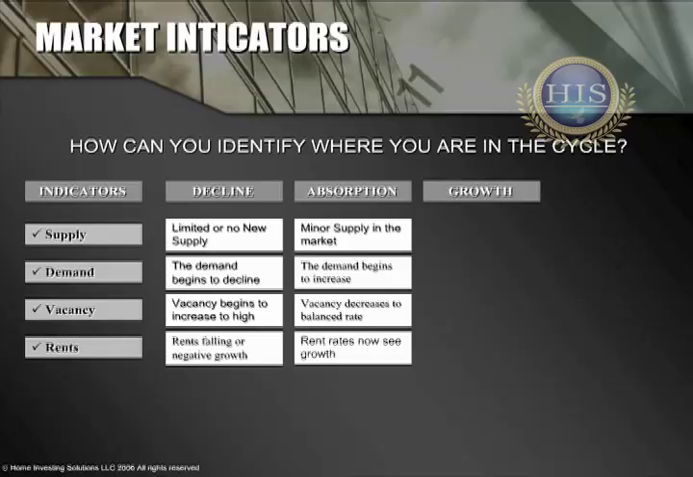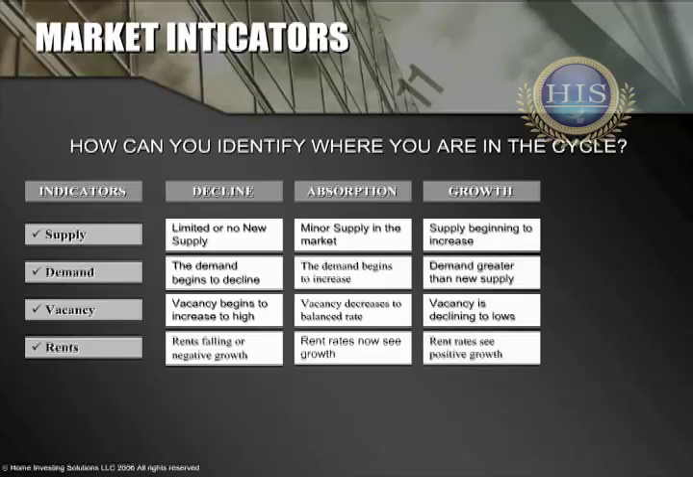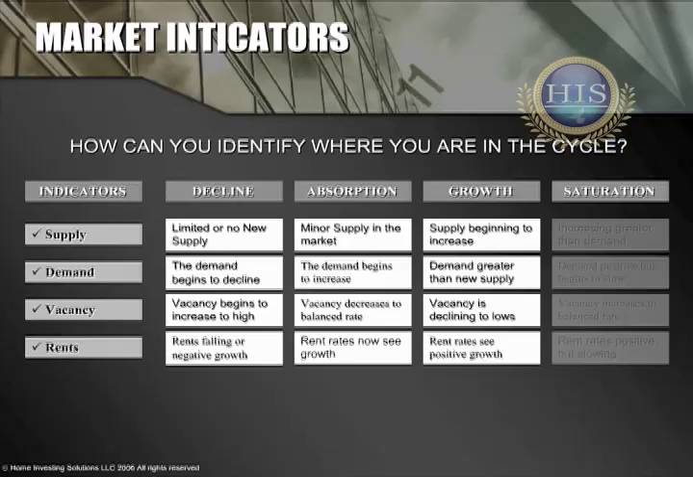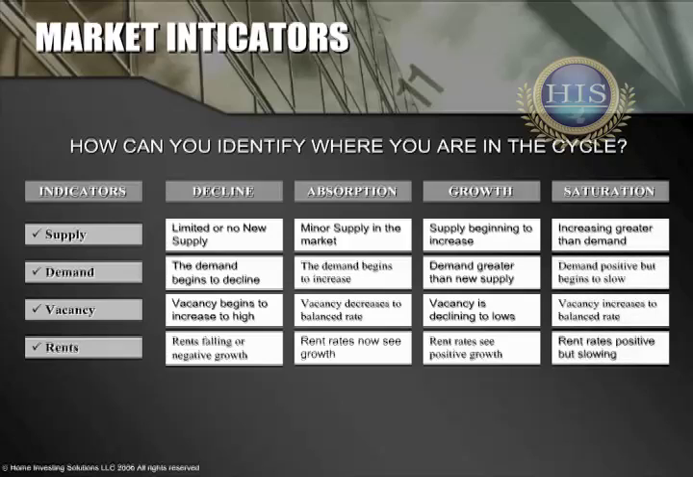During the growth stage, you'll notice that the supply is beginning to increase, demand is greater than the new supply, vacancy is declining to lows, and the rent rates are seeing steady positive growth. During the saturation stage, you'll notice that the supply is increasing greater than the demand, which is positive but begins to slow, vacancy increases to a balanced rate, and the rent rates are positive but slowing down.